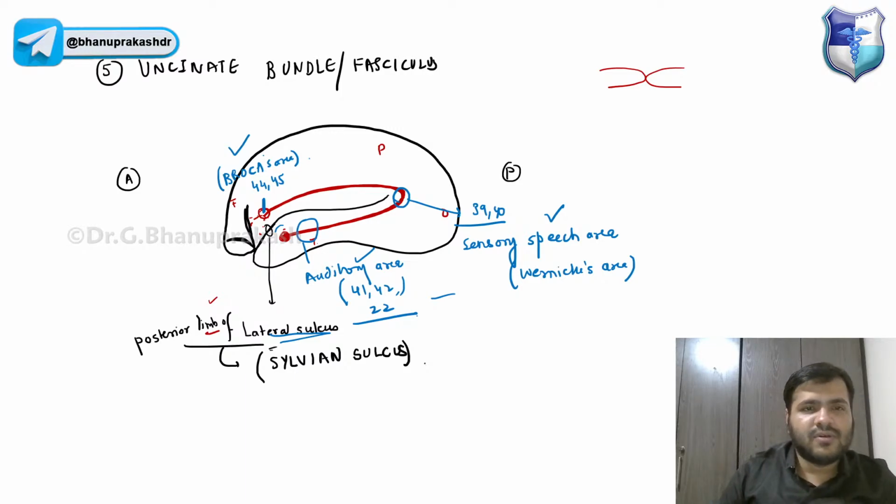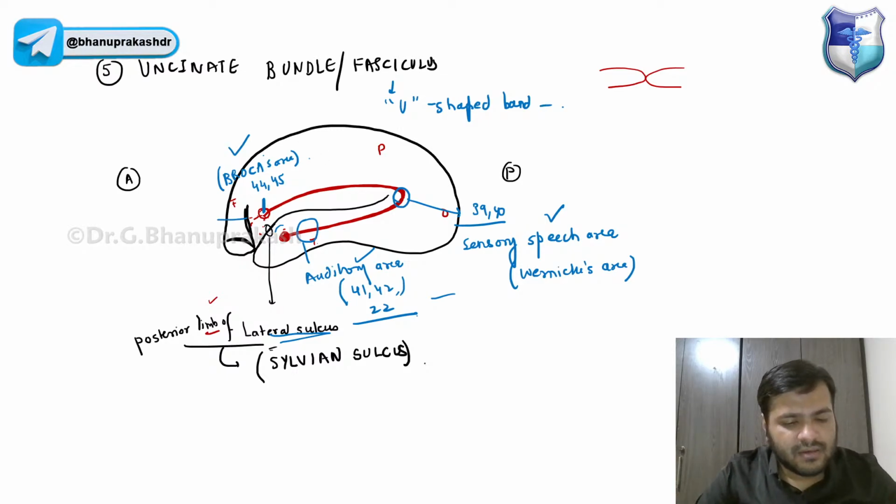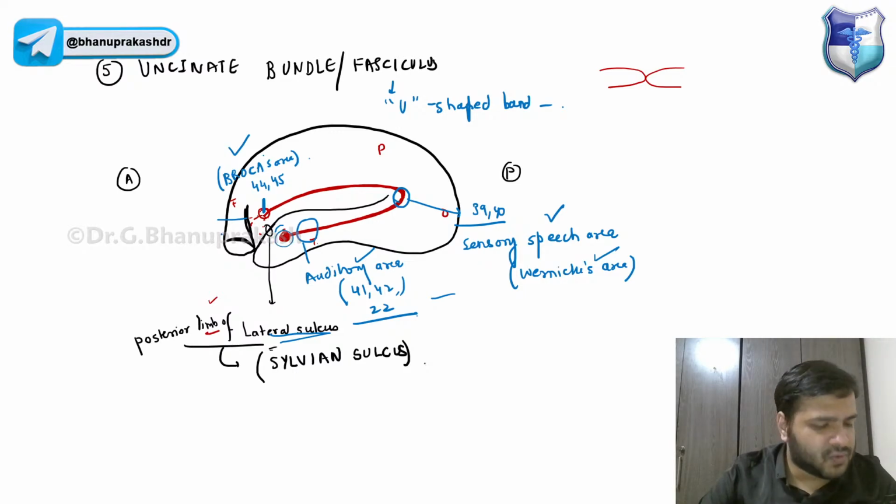Okay. So it is a U-shaped. Remember, guys, it is a U-shaped band, right? Begins at the orbital gyrus of the frontal lobe. Okay. So arches over the stem or the ramus of this lateral sulcus, goes behind to this Wernicke's area, coming in front, involving the auditory area to end at the temporal pole. Right?